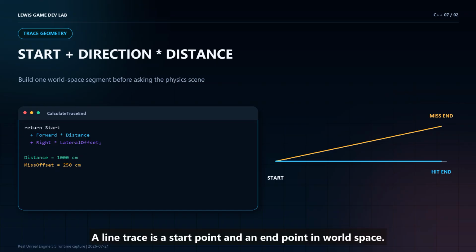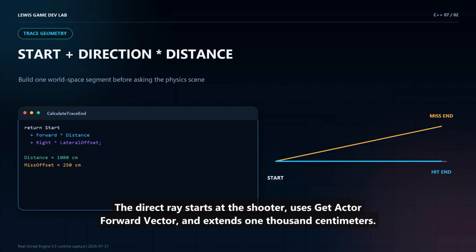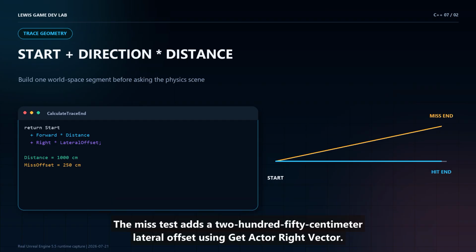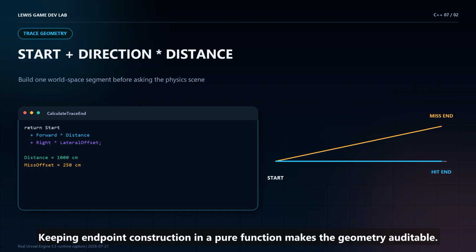A line trace is a start point and an end point in world space. The direct ray starts at the shooter, uses GetActorForwardVector, and extends 1,000 centimeters. The miss test adds a 250 centimeter lateral offset using GetActorRightVector. Keeping endpoint construction in a pure function makes the geometry auditable.